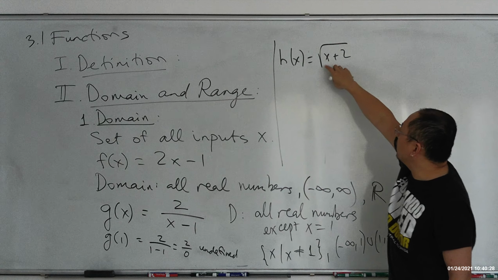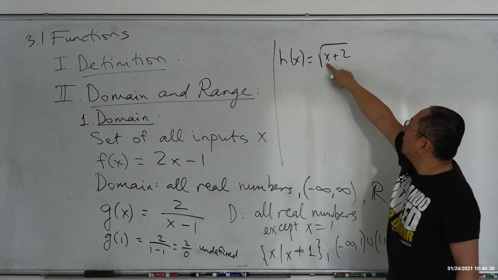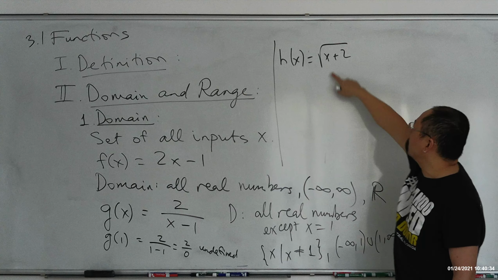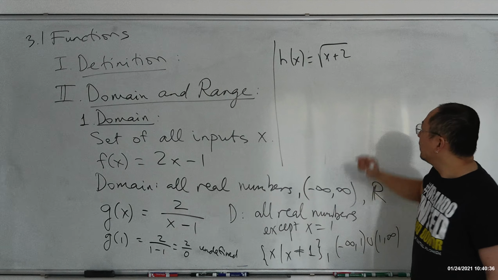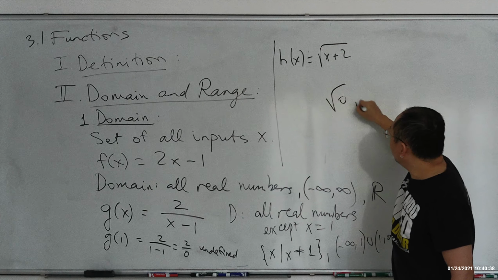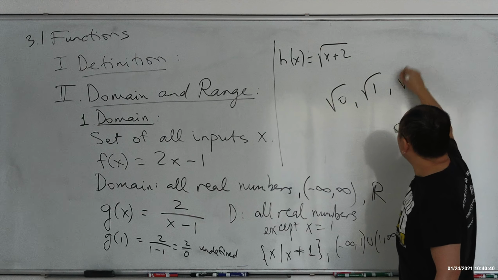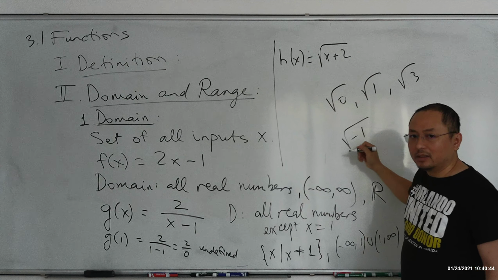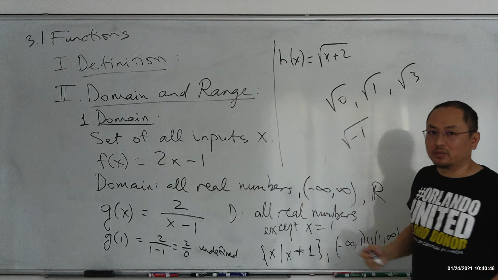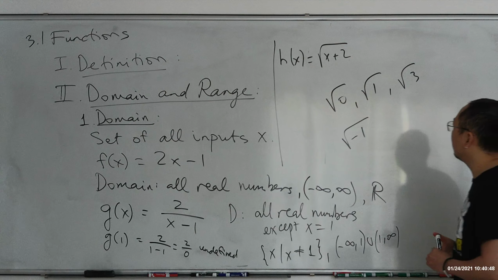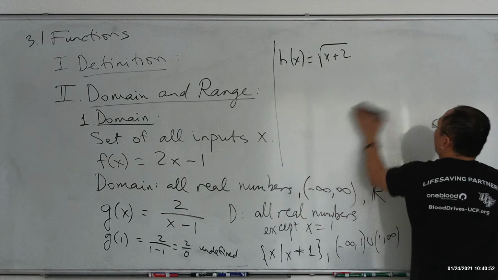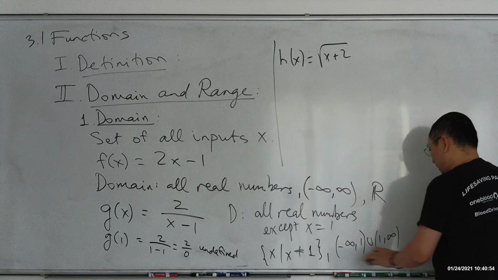So in terms of real numbers, whenever you have a square root, the quantity under the radical notation, or under the square root, cannot be negative. You can take the square root of 0, square root of 1, square root of 3, but you cannot take the square root of, say, negative 1 yet. We will be talking about this when we talk about complex numbers. But for now, in terms of real numbers, the quantity under the square root has to be nonnegative.